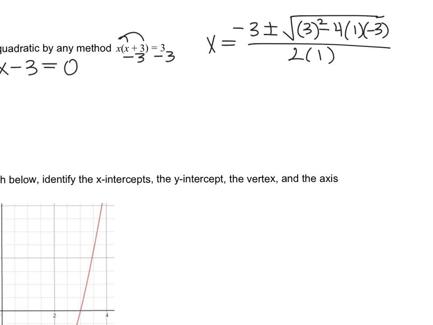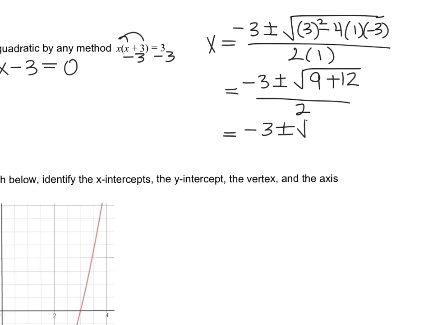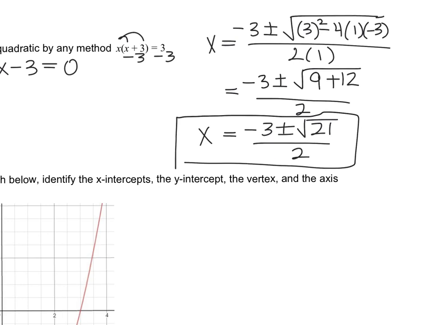Now I'm just going to simplify this expression. I have negative 3 plus or minus, underneath the square root, I'm going to have 9 because 3 squared is 9. And then 4 times 1 times negative 3 is going to give me a negative 12. But I'm subtracting, so it's going to change to a plus 12, all over 2. When I add 9 and 12, I get negative 3 plus or minus the square root of 21, all over 2. I cannot simplify the square root of 21, which means this is my final answer.